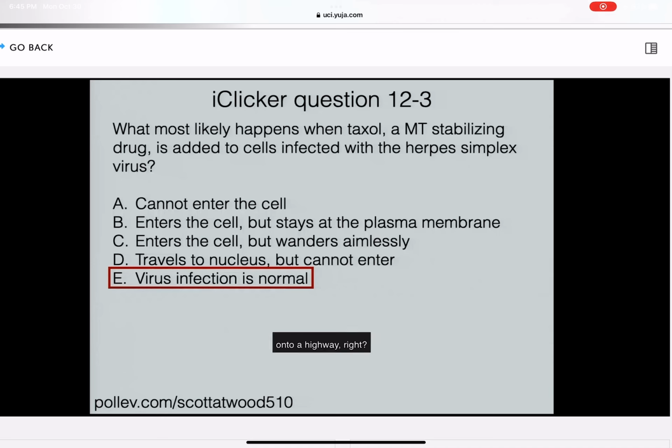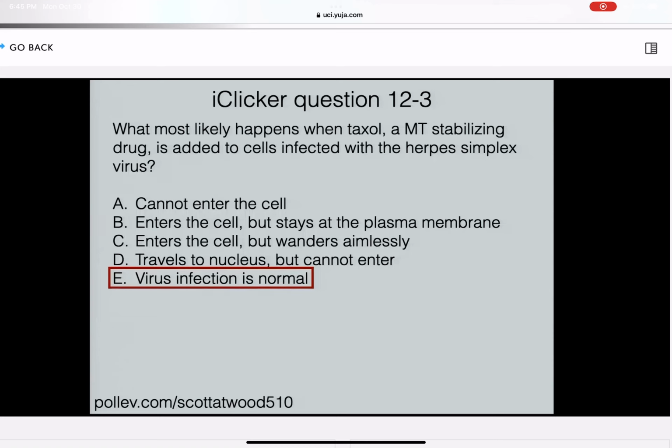So if you have a microtubule stabilizing drug, that's essentially like putting a shiny new coat onto a highway, right? All you're doing is making it a better highway. You're not allowing it to disassemble. And so being able to traffic along that highway is going to be unchanged. It's just going to still be there, and it'll still allow the virus infection to be normal, to allow the trafficking of the capsid towards the nucleus. Because all you're doing is stabilizing the highway and preventing it from disassembling.